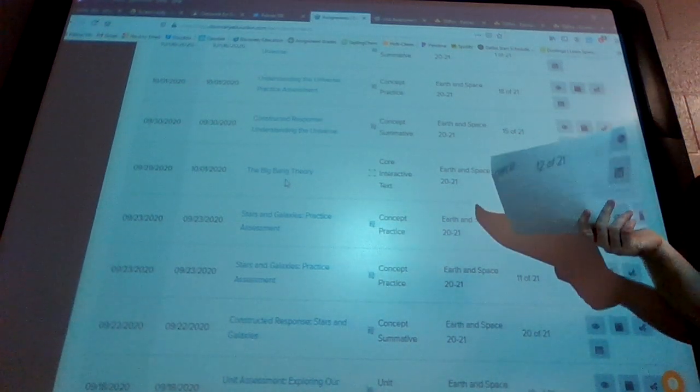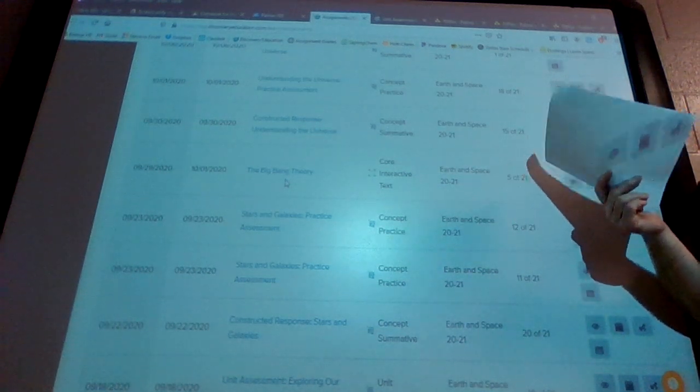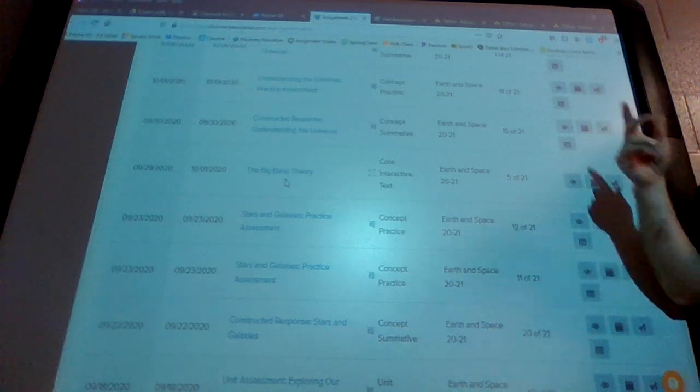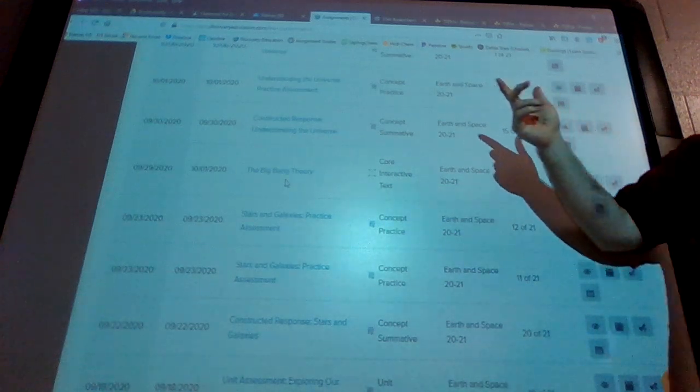So I'm going to go over some of the questions, not all of them, but just a couple, because I want to kind of reiterate how you get to that answer. I want to show you that on these unit quizzes, you can use the previous quizzes. So this is over the unit.